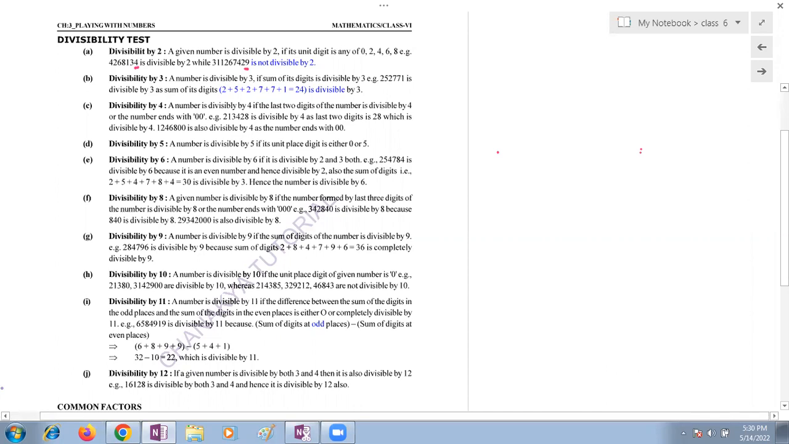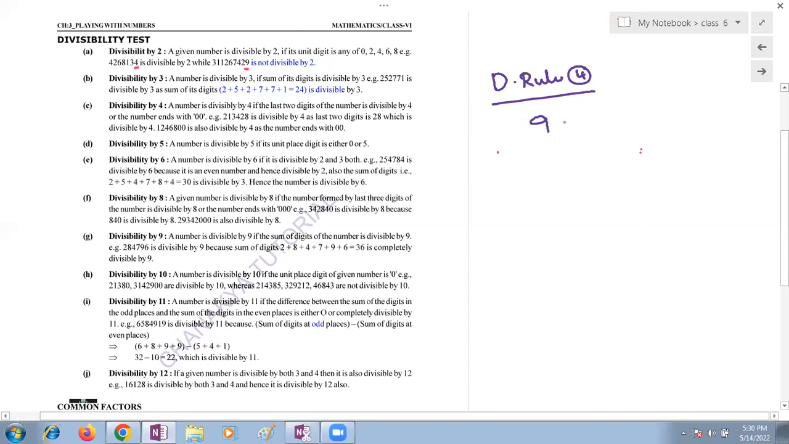Yes, ma'am. A number is divisible by 4 if the last two digits of the number are divisible by 4, or the number ends with double zeros. For example, children, look at divisibility rule 4.